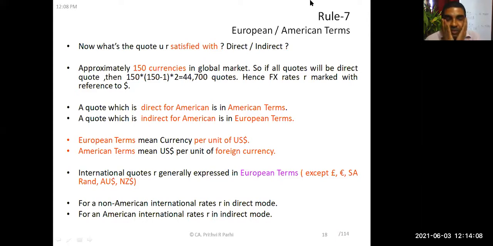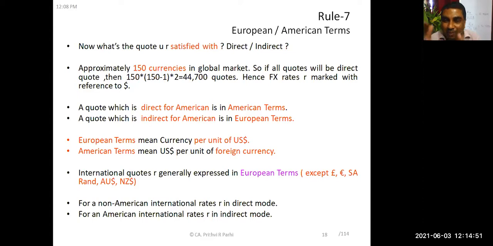Now you see, in our world, let us say there are 150 currencies actively traded, and everybody will be looking for a direct quote. Every country. I prefer rupee by dollar, but an American is saying give me in dollar by rupee. Everybody will ask for a direct quote. So if 150 currencies are traded, in the international markets you will get 44,700 quotes because everybody is asking for a direct quote.